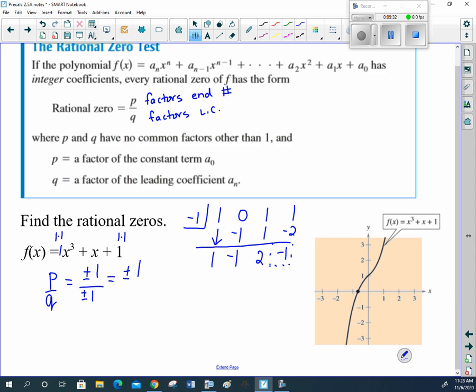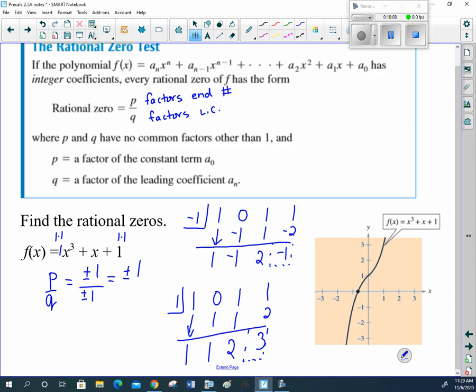-1 doesn't work. If you plug 1 through, so 1, 1, 2, 2. Once again, you did not get a 0 on the end, so it's not an answer either. So what that told me was that this problem right here does not have any rational zeros. X to the third plus x plus 1 does not have a rational zero. It's got to have an irrational zero.